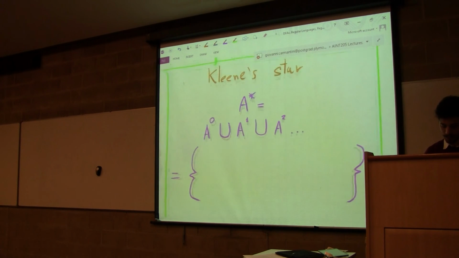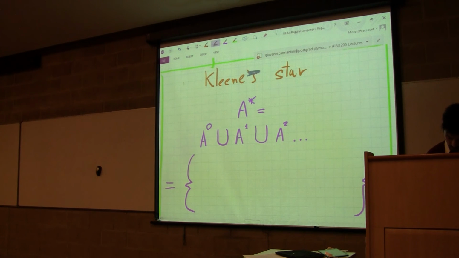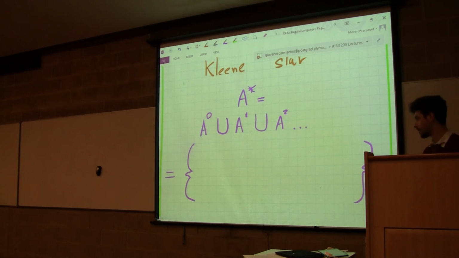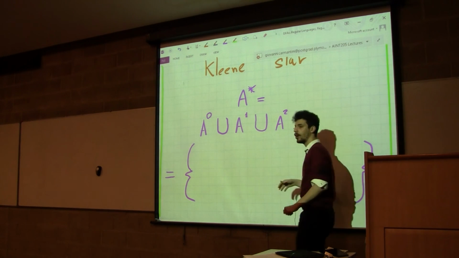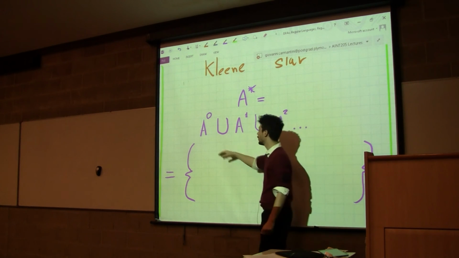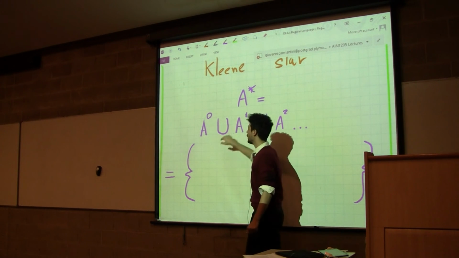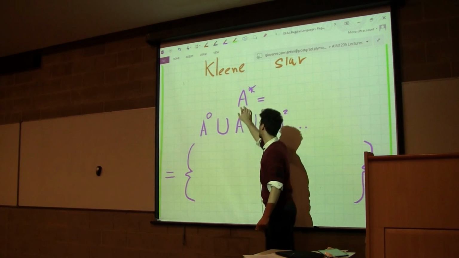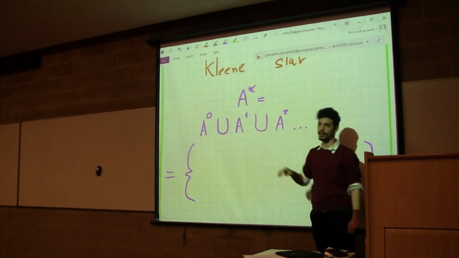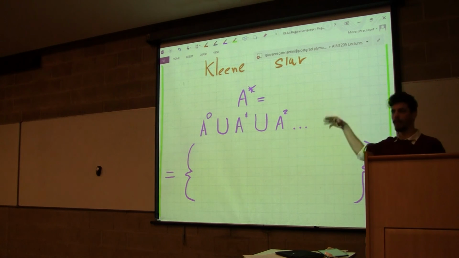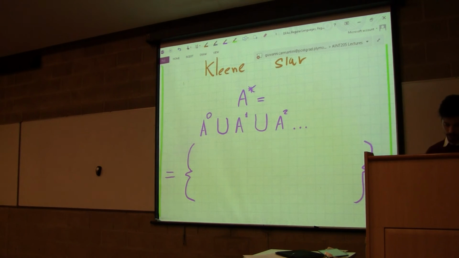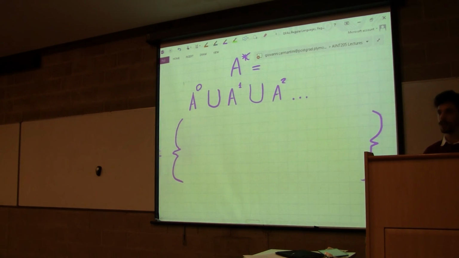So the Kleene star. Kleene star is another operation which is defined on the concatenation. So A star is A to the 0, union A to the 1, union A to the 2, union A to the 3, and so on. So can you help me out fitting this? What's A star? What's in A star?